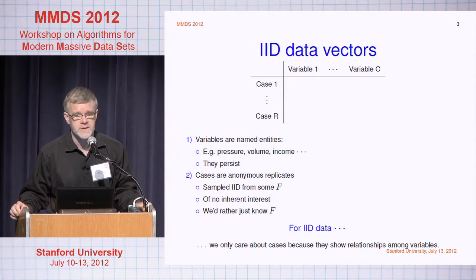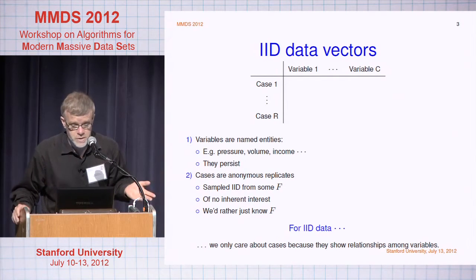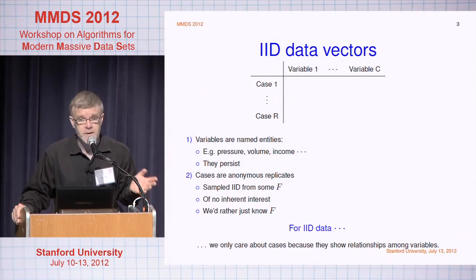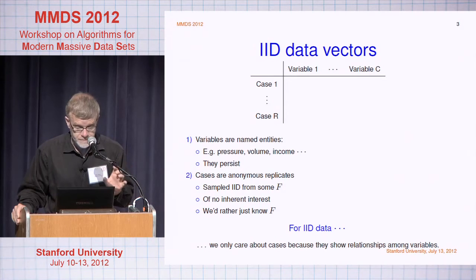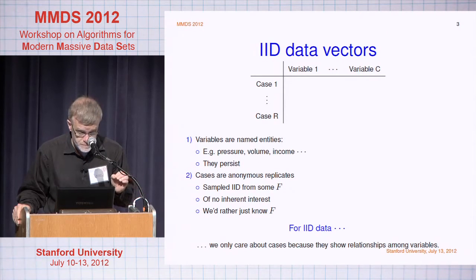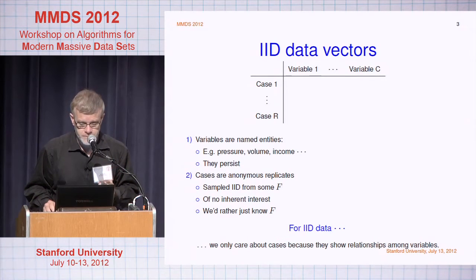Okay, so here's how IID data vectors work. We have cases and variables. Usually you get your data and throw it into a matrix. The rows are anonymous, and the columns have names. So the columns might be temperature, pressure, income, and whatever. The rows actually are anonymous. We don't really care about them. Row 42 doesn't mean anything to you. Row 42 in the next data set has nothing to do with row 42 in this data set. So actually we don't really want to know about the rows. We just want to know the joint distribution of the column variables. That's in the IID world.